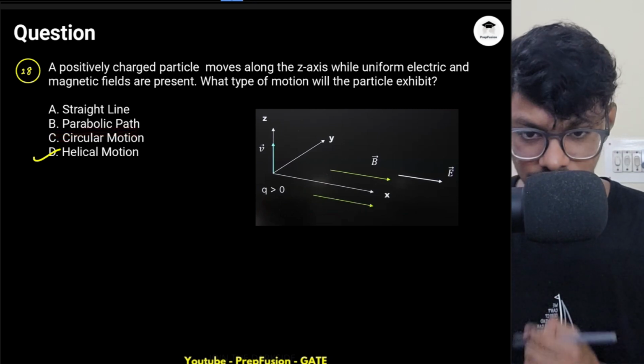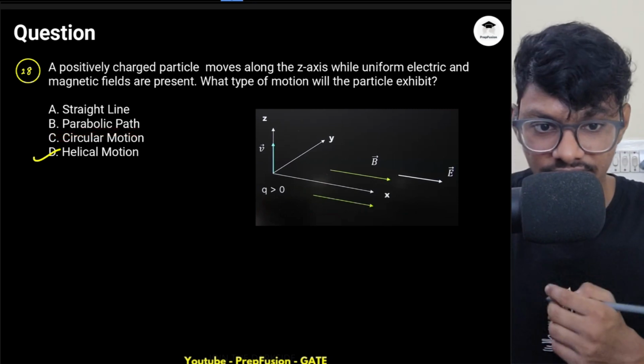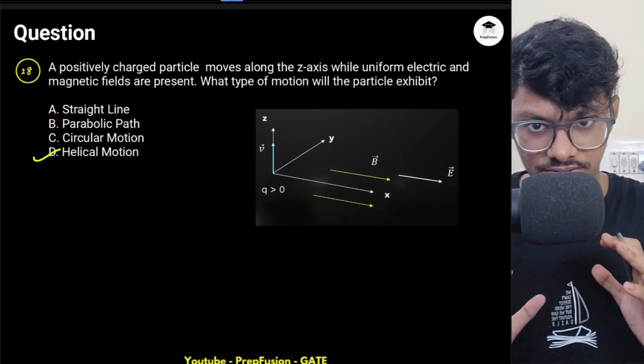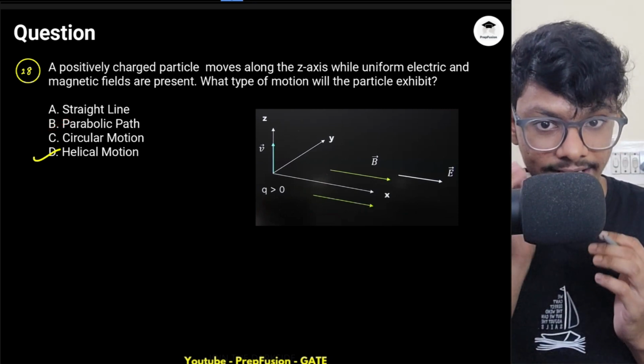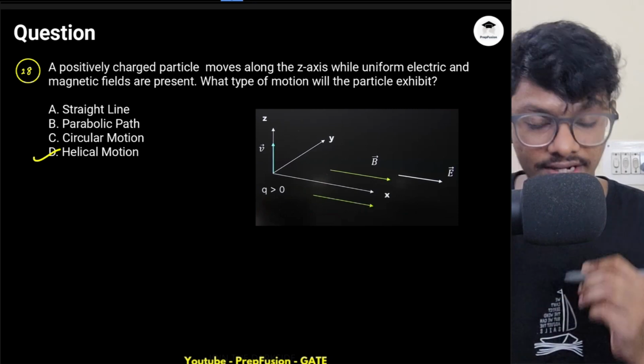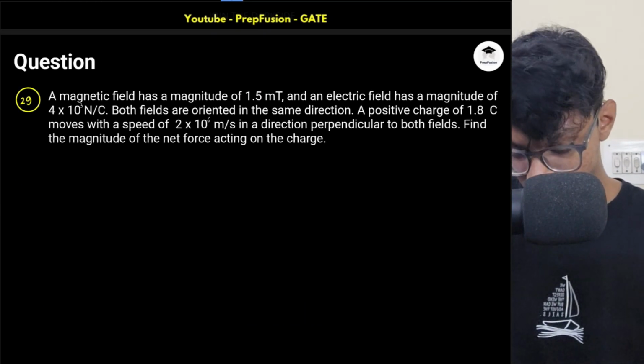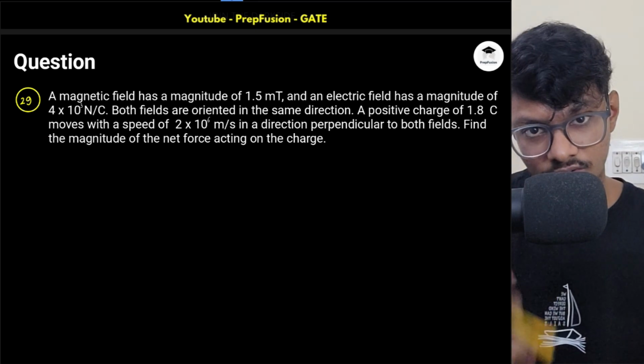And a parabolic path, when both magnetic and electric fields are present in some weird directions, then we get a parabolic path. So I just wanted to give you an idea of this, so that you get an intuitive analysis of how the magnetic and electric fields act according to different directions. Okay, so this question is also just a numerical based question. This question I wanted to give you as homework.